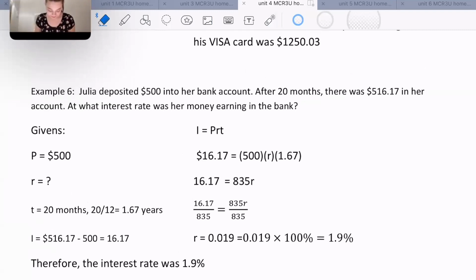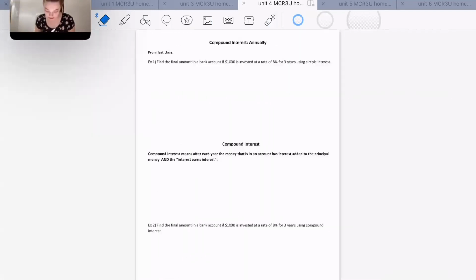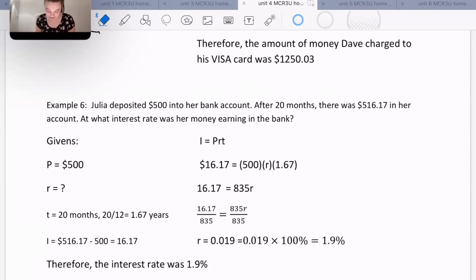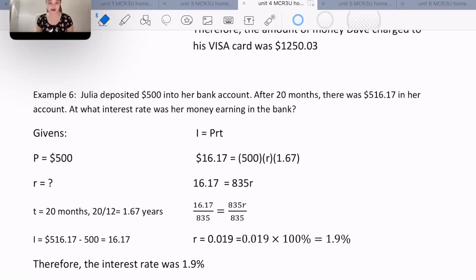Okay, let's do one more because I believe the next part is about compound interest, and that we're going to not tackle until next day. So this last example says Julia deposited $500 into her bank account. After 20 months, there was $516.17 in her account. At what interest rate was her money earning in the bank?